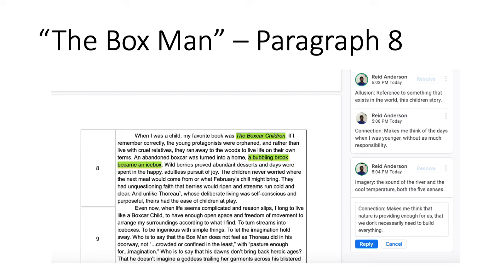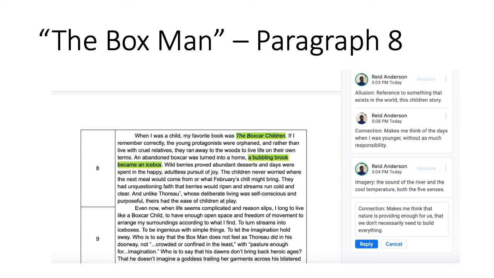Then I could have highlighted the abandoned boxcar, which is a really good image, could have talked about running away to live life on their own terms, the cruel relatives. But I highlighted a bubbling brook became an icebox because this really is not just imagery in the sense of a sound. It's also imagery in the sense of a cool temperature. So there are 2 of the 5 senses used there. And it also makes me think that nature is providing for the children, and maybe we rely too much on society when nature may be able to provide us the things that we need.